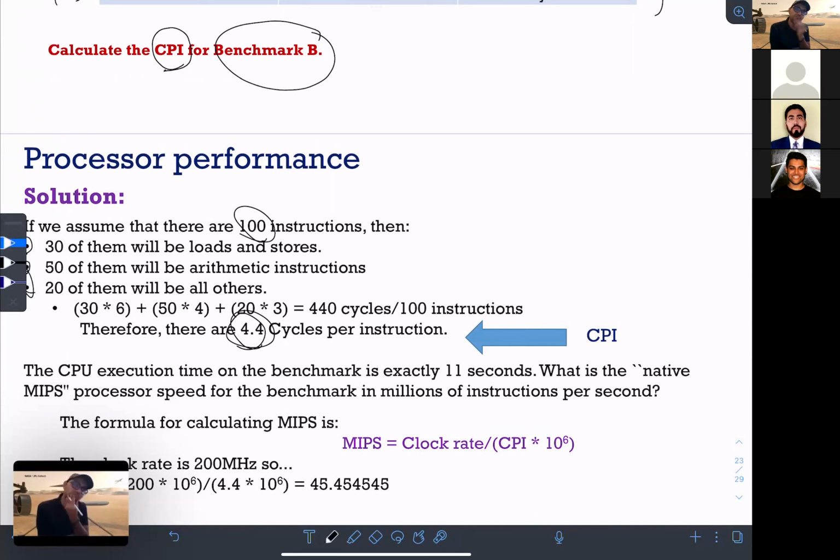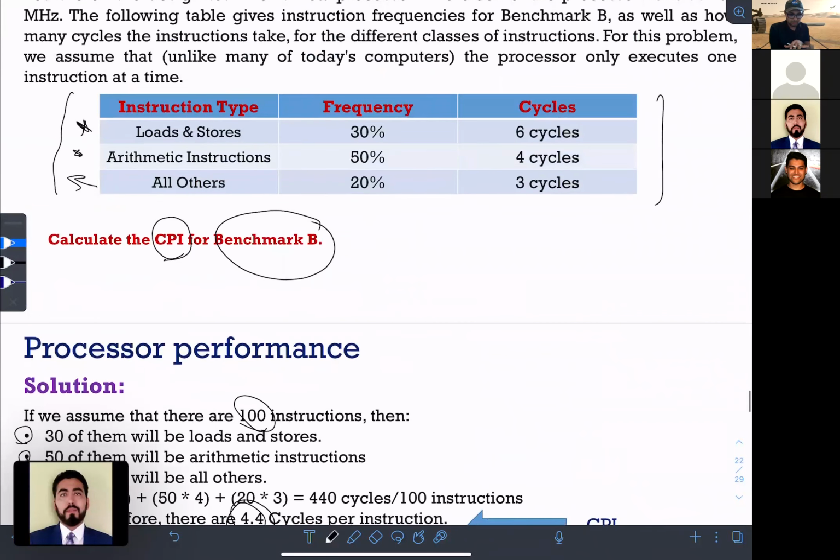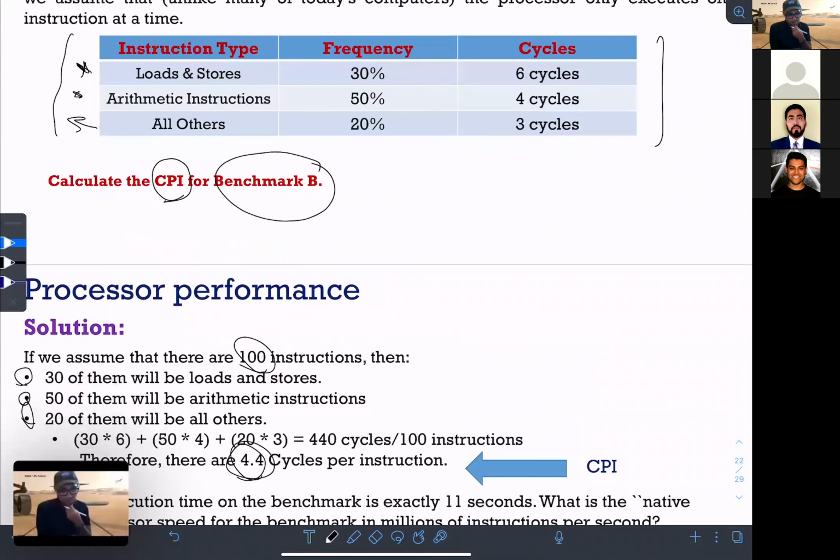Yeah, it makes sense. I had a question, Professor. Sure. Could we just directly multiply the frequency by the cycles and get the CPI that way? It can, but don't forget those are percentages, so it would be 0.3, 0.5, 0.2. Yeah, we did that before. Do you remember? Oh, right. The first example, you forgot.